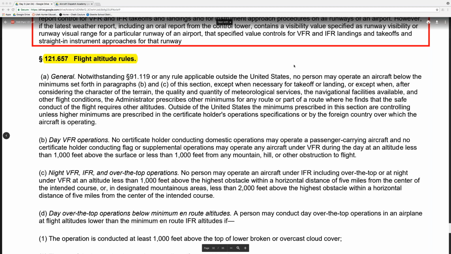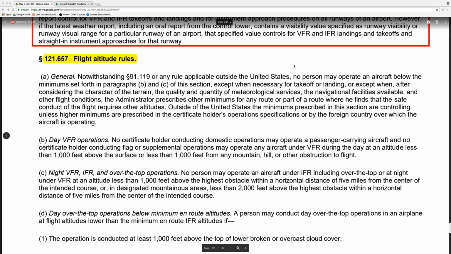All right. Section B. Yep. Let me continue. Keep going. Section B, day VFR operations. No certificate holder conducting domestic operations may operate a passenger carrying aircraft, and no certificate holder conducting flag or supplemental operations may operate any aircraft under VFR during the day at an altitude less than 1,000 feet above the surface or less than 1,000 feet from any mountain, hill, or other obstruction to flight. Okay. C.